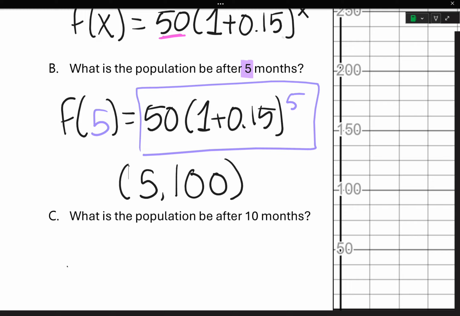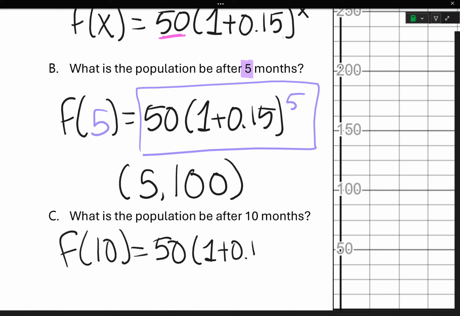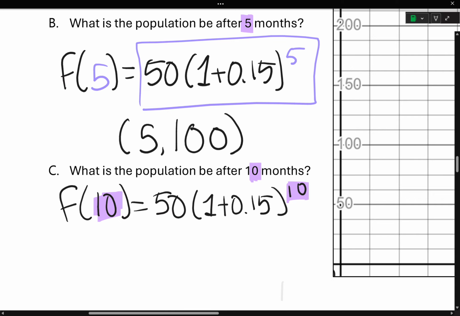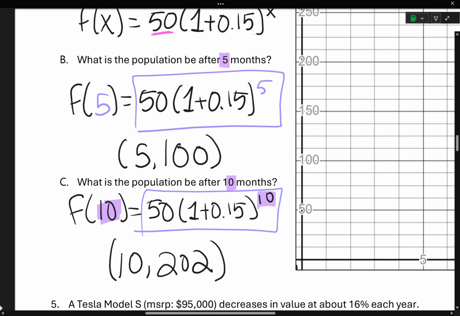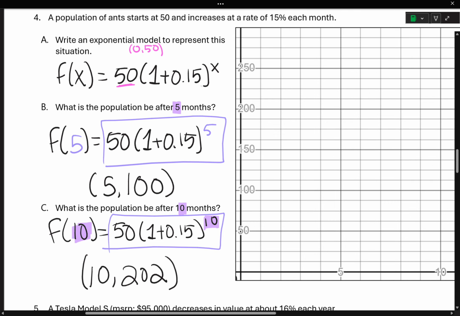Next, let's find out the population after 10 months. Same idea, we're going to plug this in with a 10 in place of x. You're going to put this whole part into your calculator. Let's see what we get. We get 202. Let's graph it. Our point from A is 0, 50. From B, it's 5, 100. And then 10, 202.